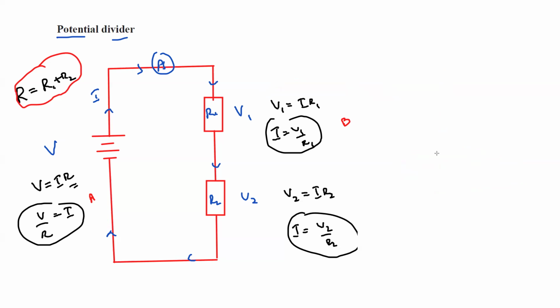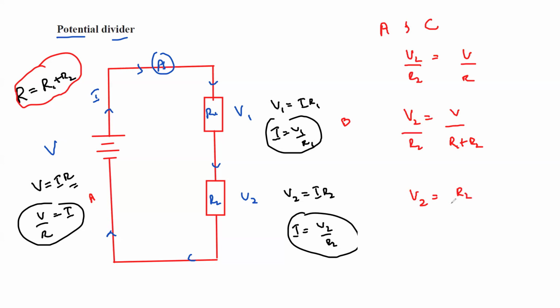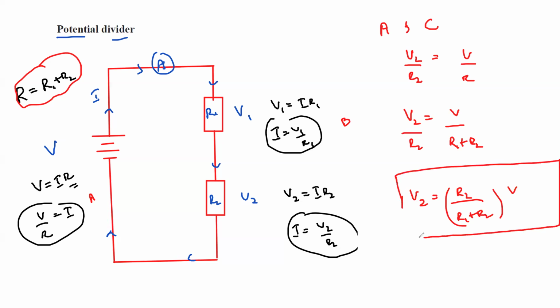In the same way, if I want to derive a formula for this other part, I will compare A with C. Then V2 over R2 is equal to V over R. What is R? R is the total resistance, so it is R1 plus R2. If I need V2, the voltage here, it will be R2 divided by R1 plus R2, times the combined voltage V. So for the voltage across the second one, I use the resistance of that part divided by the sum of the resistances, times the combined voltage V.